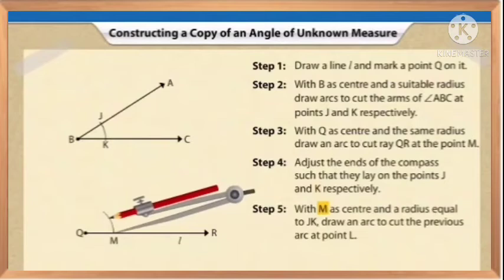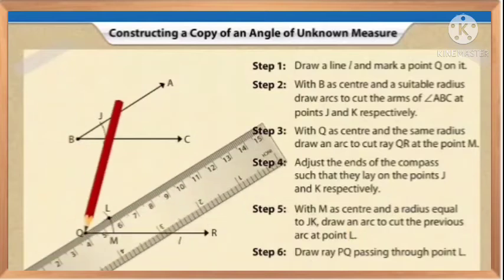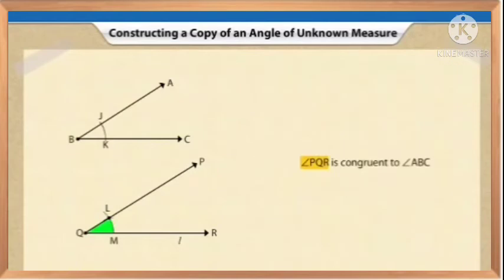With M as center and a radius equal to JK, draw an arc to cut the previous arc at point L. Finally, we draw ray PQ passing through point L. Angle PQR is congruent to angle ABC. We have constructed a copy of an angle of unknown measure.